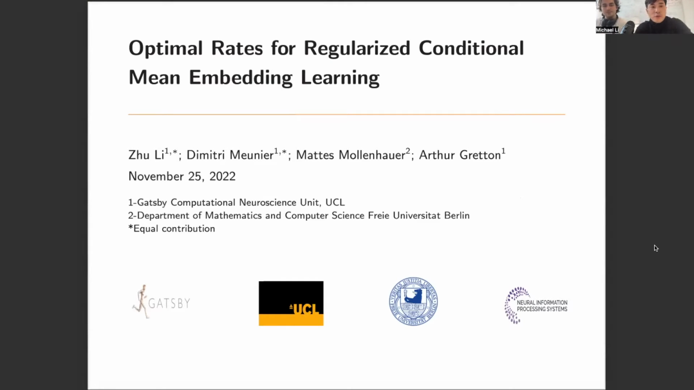So we are the joint authors of our new paper, which is called Optimal Rates for Regularized Conditional Mean Embedding Learning. Today, Dimitri and I are going to introduce some of the results from our new paper. Our collaborators also include Matthias Mollenhauer from Free University Berlin, and Arthur Gretton, who is from UCL.